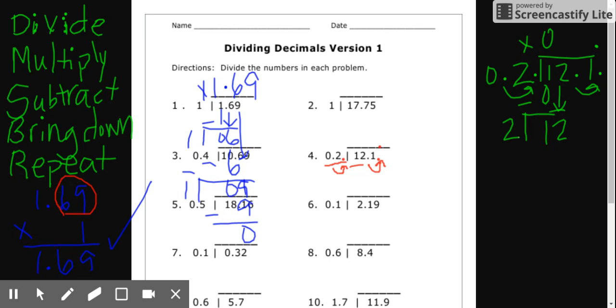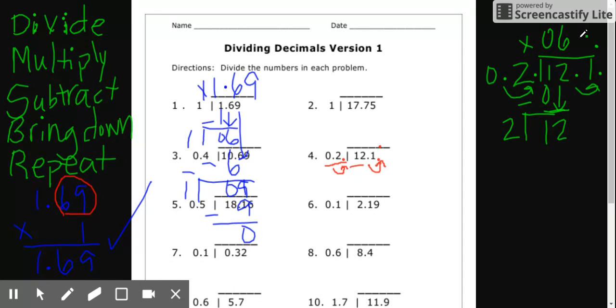It's 2. So now I'm going to say, how many groups of 2 can I make out of 12? This is my new dividend. I'm no longer looking up here in the box. I'm going to look down here. How many groups of 2 can I make out of 12? Well, if I know my facts, that's 6. 6 goes above the 2.